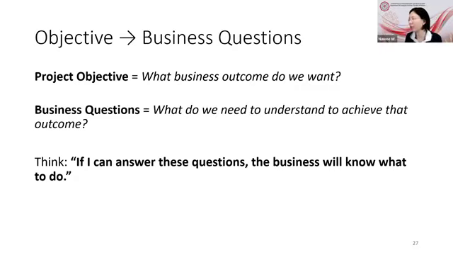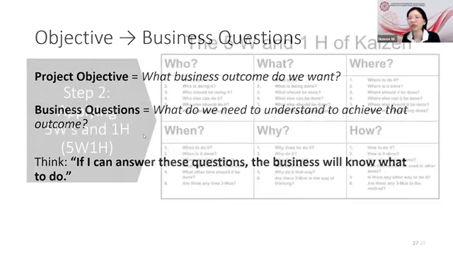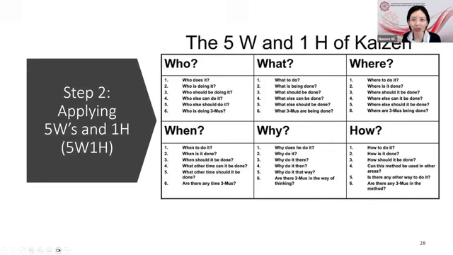So how can we come up with business questions? We ask using 5W and 1H. This is the 5W and 1H from Kaizen, Japanese practice, right? So what is 5W? 5W, who? Who is doing it? Who should be doing it? Who else? Who are the stakeholders? Who are our customers? Right?